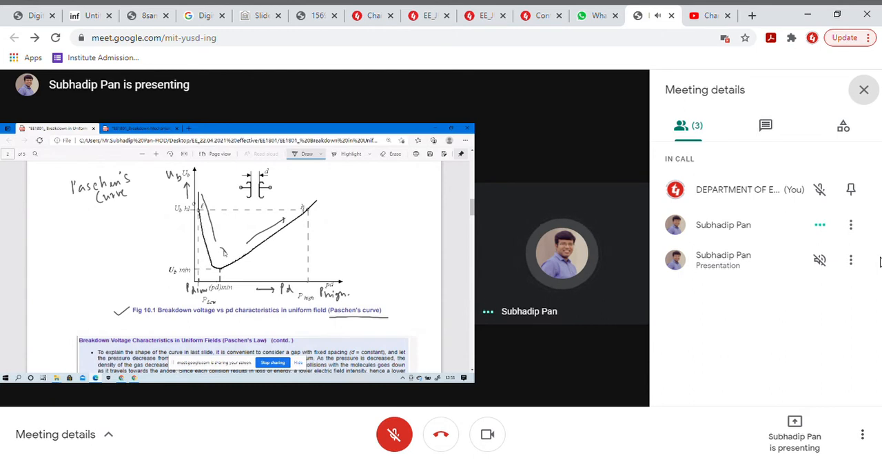So this point is considered as PD min. From this point, the curve is decreasing in nature. That means when we are increasing PD, the breakdown voltage takes place at a minimum value, that is UB min, and PD min will have a certain value, suppose this point is 1.5. After 1.5 it will again increase at a certain period, so from there we get the PD high.